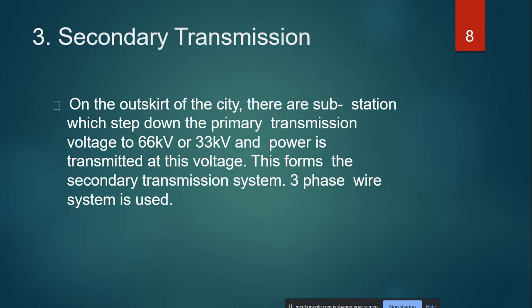Okay. We have secondary transmission. Generally, on the outskirts of the city there are substations. But now they are part of cities only, in the center of the city. Why are most of the substations at the end of the city? The reason is to avoid accidents, electrical accidents.